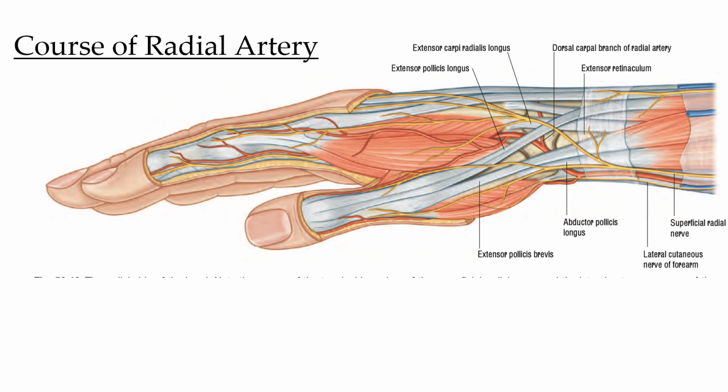After giving this branch, the radial artery enters into the first web space where it gives the first dorsal metacarpal artery, and then after giving this branch, the radial artery passes in between the two heads of first dorsal interossei in order to finally enter into the palm.